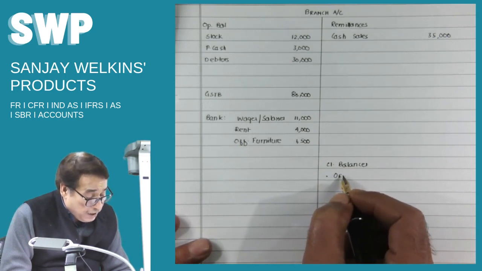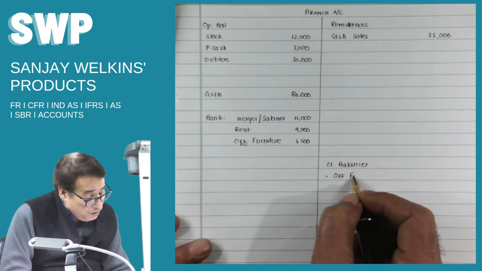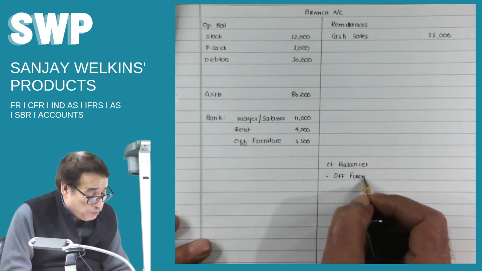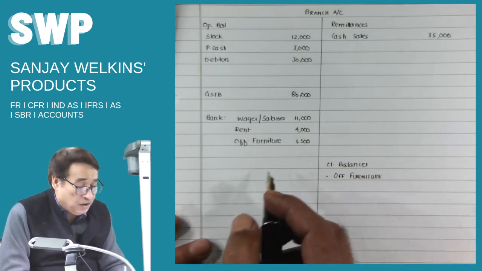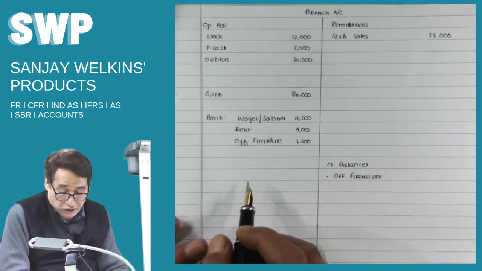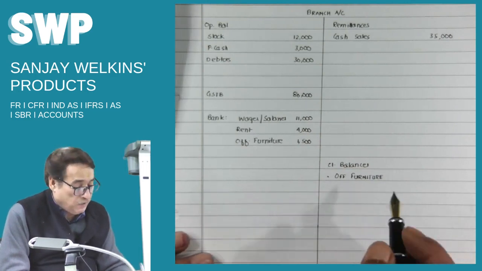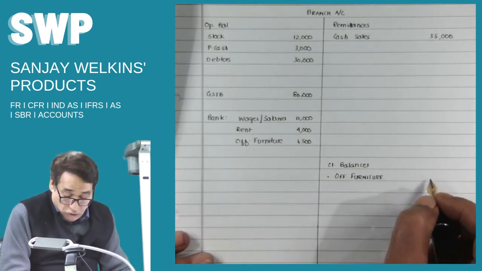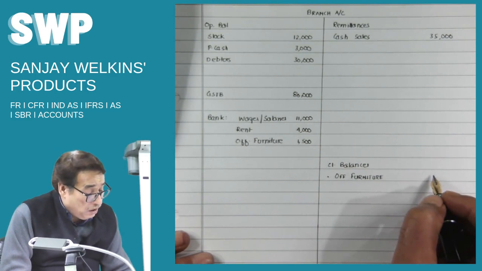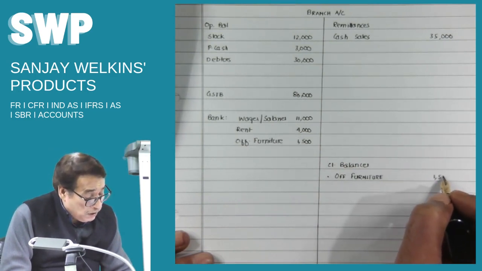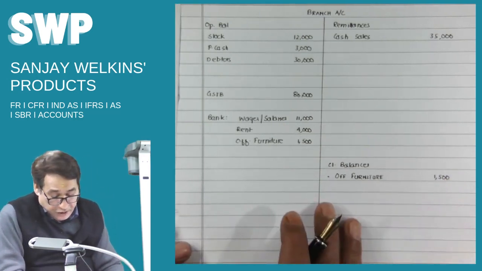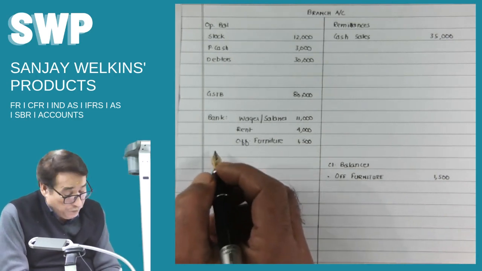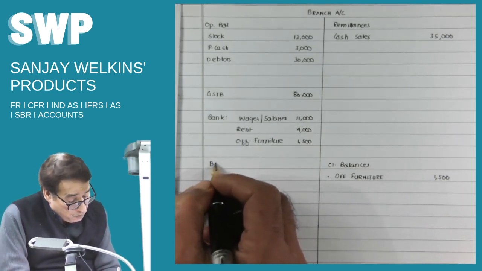Why will I write office furniture? Quite obviously, because the branch has purchased an office furniture this year. So at the end of the year, they will have office furniture worth rupees 1,500, unless there is some depreciation in it. So it will also appear later on in the closing balance. Is it clear to you or not? Then it is written checks remitted by head office for petty expenses to bank.